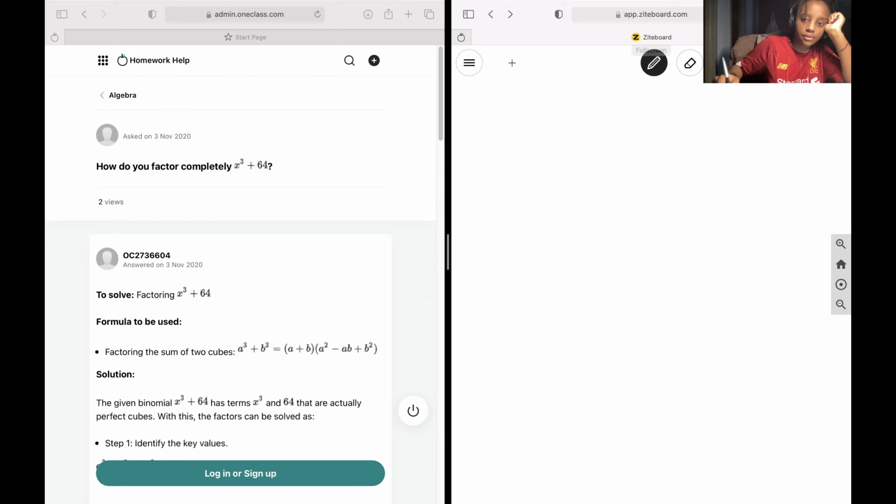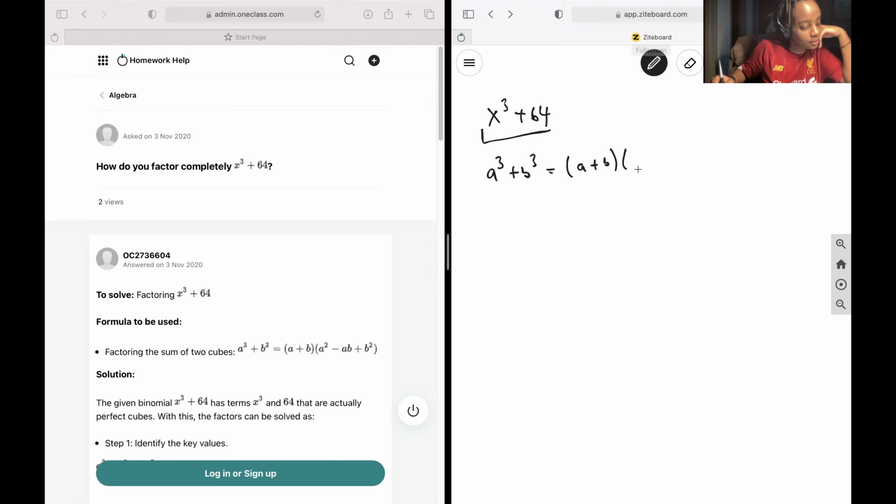Okay, so now we want to factor completely x cubed plus 64. And so for this, we're going to use the addition of cubes, and that just states that a cubed plus b cubed is equal to a plus b into a squared minus ab plus b squared. Usually if it's plus, you're going to see the same sign here, the opposite sign here. This will always be a plus.